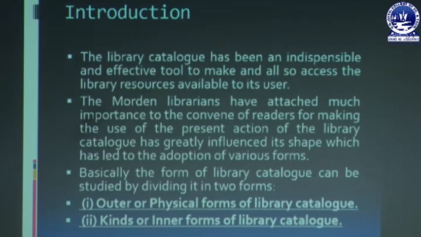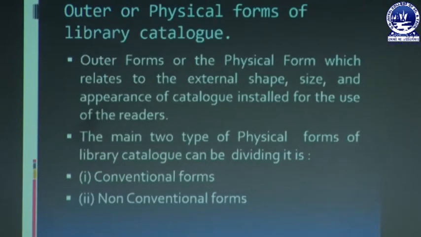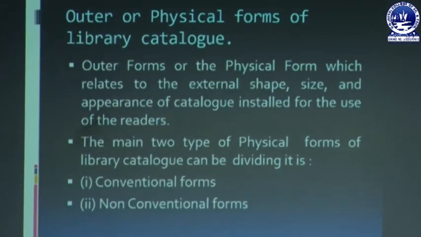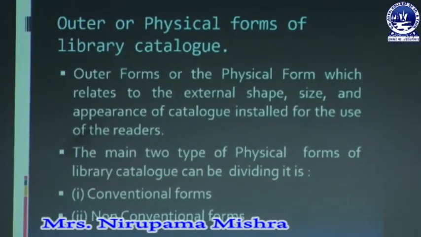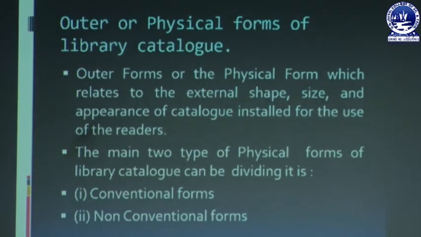Basically, the form of library catalog is divided into two forms. One is the outer or physical form of the library catalog, and the second one is the inner form of the library catalog. The outer form is known as the physical form. What is the library catalog and how will it look? This is the outer form of the physical catalog. It is essentially about the size, the appearance, how it is connected to the users, and how it looks. It is your physical form.